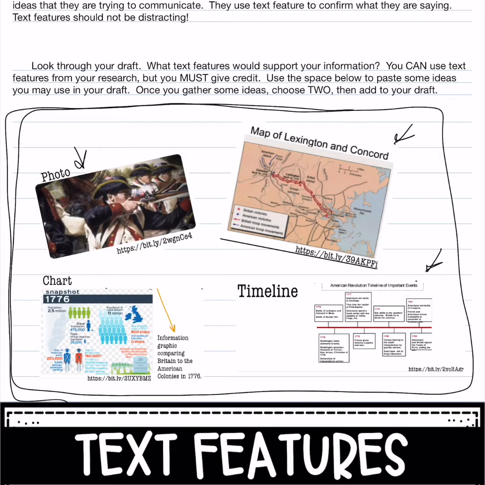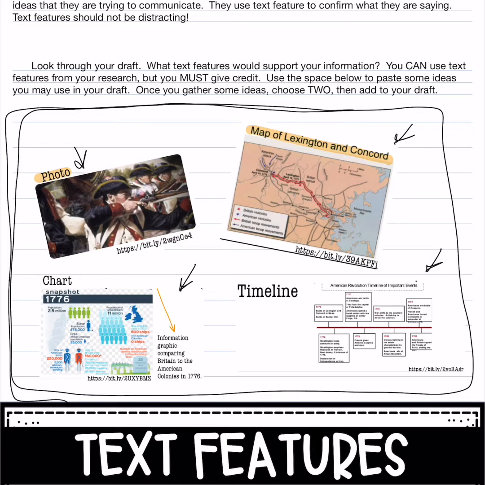I have a timeline here of the entirety of the American Revolution, a timeline of important events. And then I have an infographic here comparing British and American colonies in 1776. So as I look at these four brainstormed text features, I'm leaning towards going with the photo and the map, because the timeline doesn't really go with my subtopic. The timeline really talks about the entire American Revolution, and the chart talks about comparing the British and the American colonies, where I don't really talk about that in my draft.